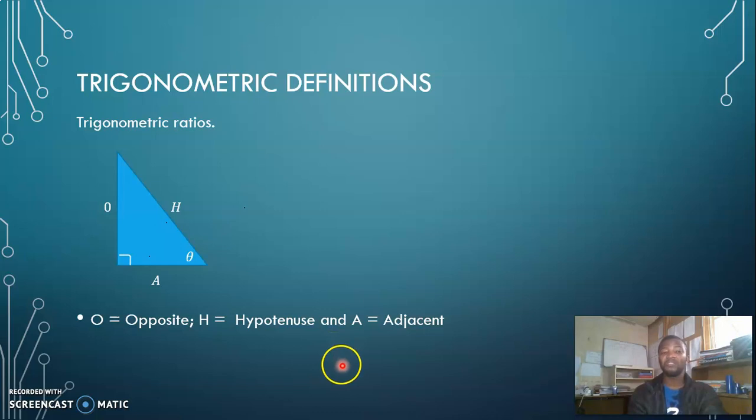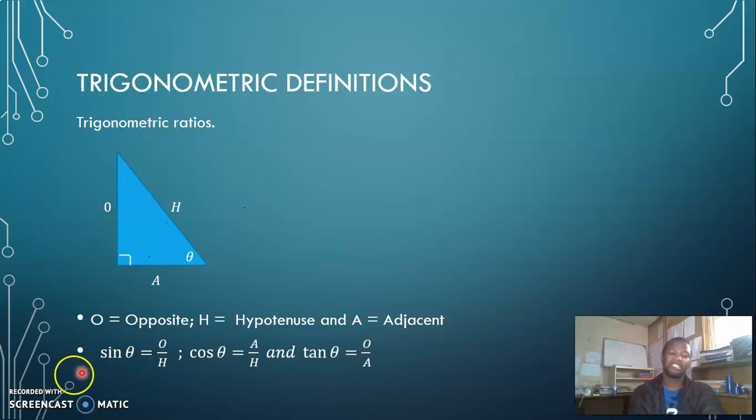So the ratio is, for example, if you've got opposite over hypotenuse, now that is a ratio. When you combine all of those things together, it's trigonometric ratios. When you define the trigonometric functions, you will get the trigonometric ratios: sine theta, which is equal to opposite over hypotenuse, cos theta, which is adjacent over hypotenuse, and tan theta, which is opposite over adjacent.